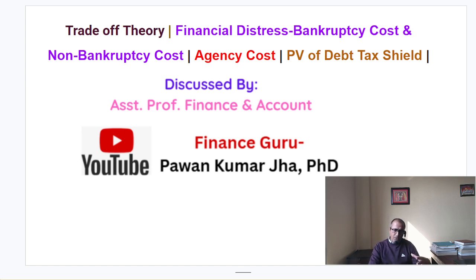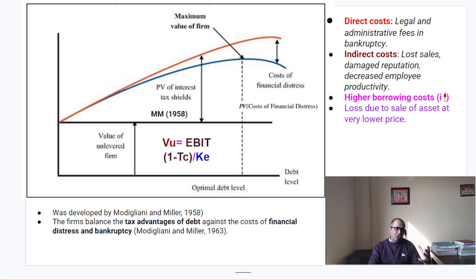Now what about the trade-off theory of capital structure, friends? This is all about when we use debt above the optimal level, that causes a financial distress situation for the company. And this is what we call the trade-off theory, friends.